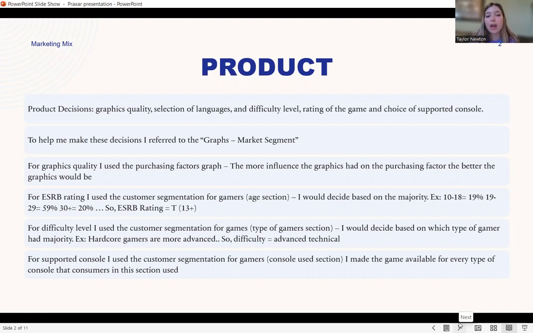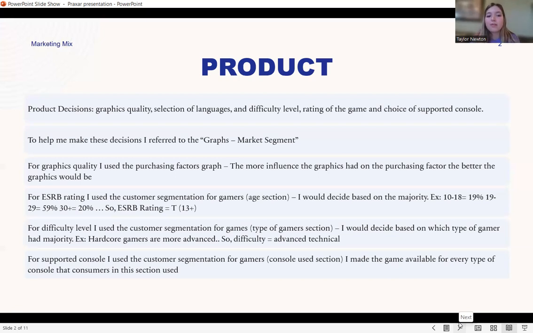For graphics quality, I would use the purchasing factors graph to base my decision on. So the more influence that graphics had on the purchasing factor for that group of consumers, the better I would make the graphics. Additionally, for the rating of the game, I use the customer segmentation for gamers in the age section. And based on majority, I would decide the rating for the game.